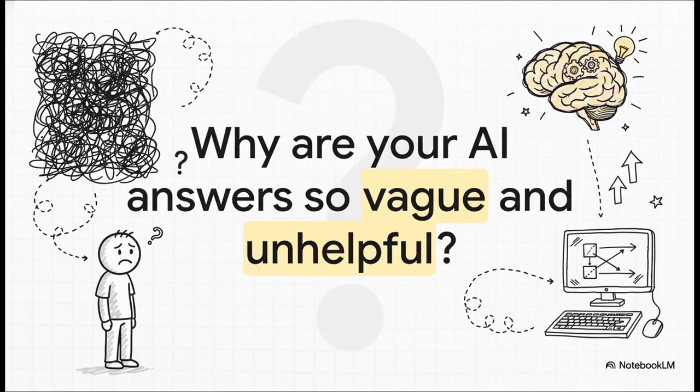So, does this sound familiar to you? You ask the AI a question about a really complex topic, and what you get back is this giant wall of text that's either way too simple or just completely confusing. It's a super common frustration, right? And it makes a lot of us think that maybe the tool just isn't that good. But what if that's not the problem at all?